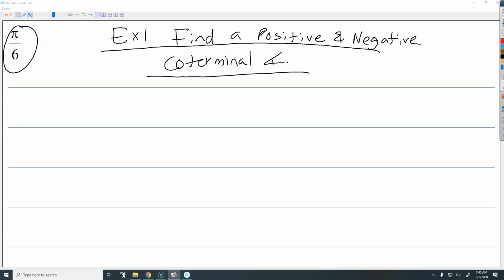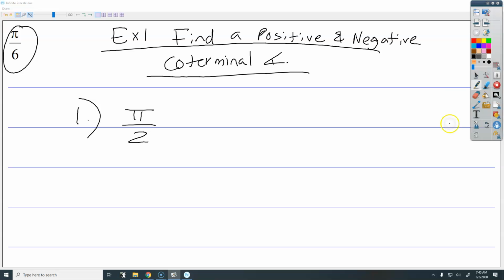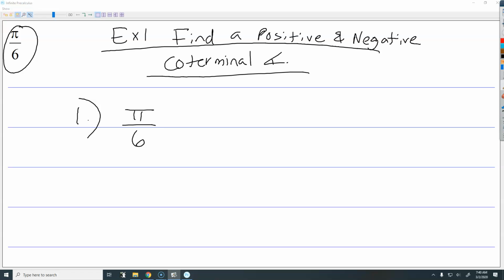So what makes these things a little bit of a pain is the fact that you've got to work with fractions here. And answers will always be in the form of a fraction instead of decimals. So if I want to find a positive coterminal angle, I'm going to add 2 pi to that, right? That's a full circle.